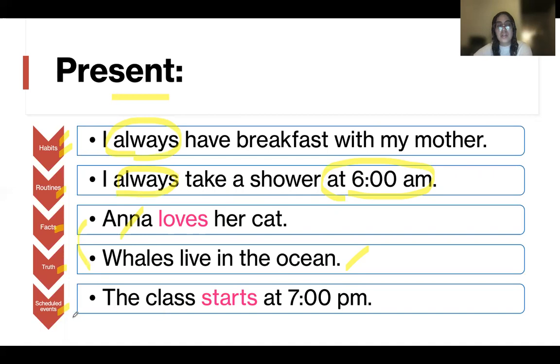And of course, scheduled events. In this case, we're talking about activities that have a determined time to start. For example, the class starts at 7 p.m. So all these types of sentences with all these structures and information are presented within the present tense.